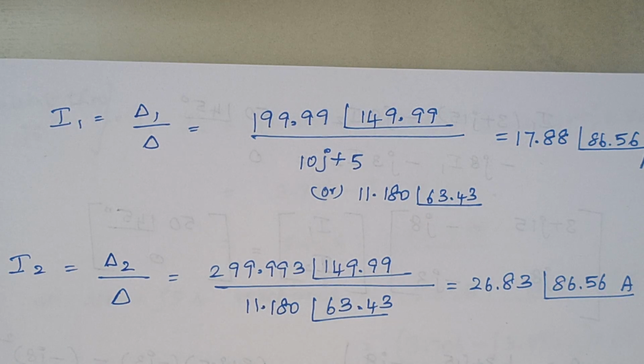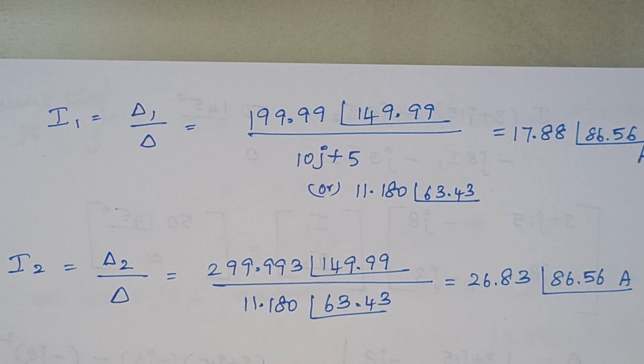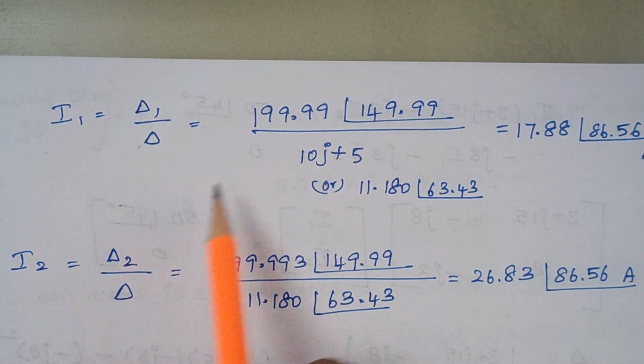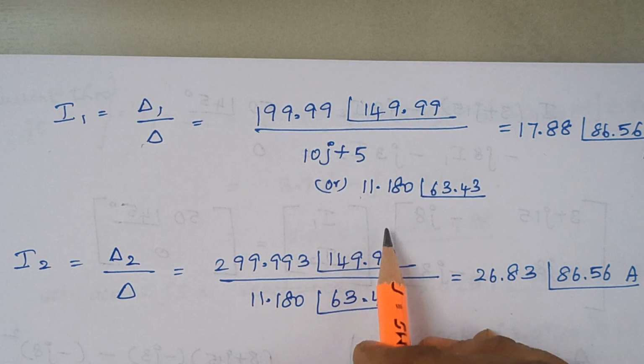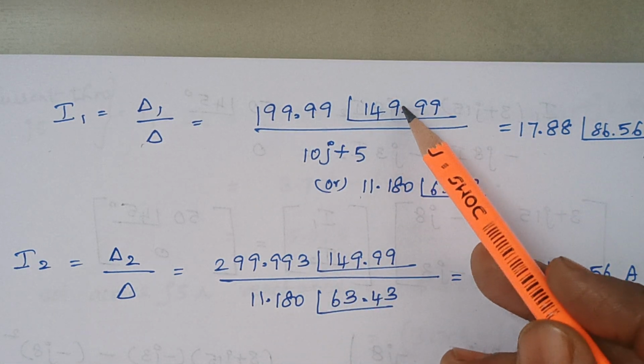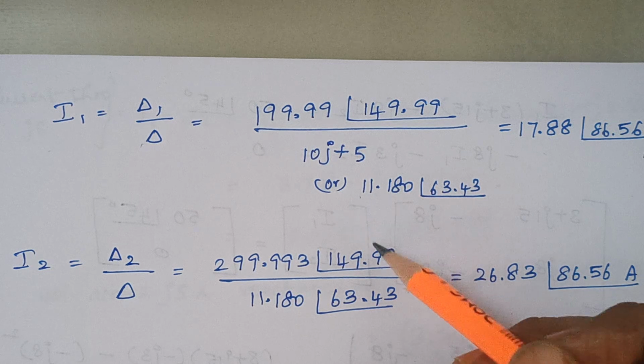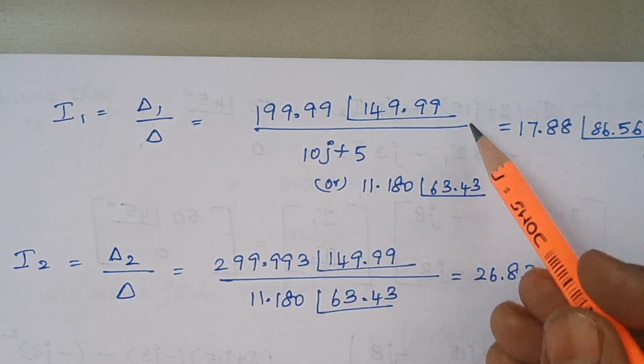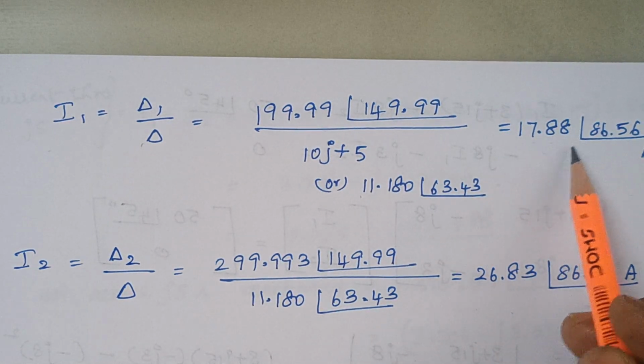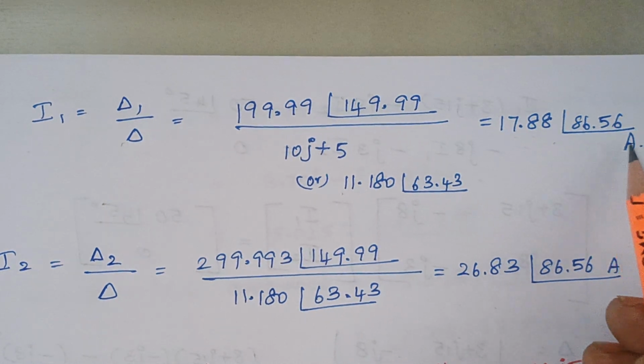Now just substitute the values. I1 is del 1 by del. Just substitute the values and solve. Either you can have it in the rectangular form or in the polar form, either way is correct. So here the answer is 17.88 with an angle of 86.56 amps.